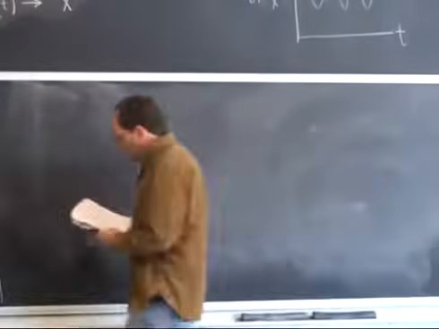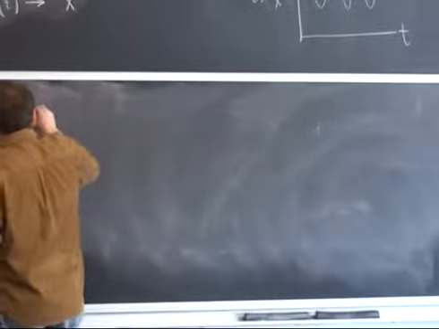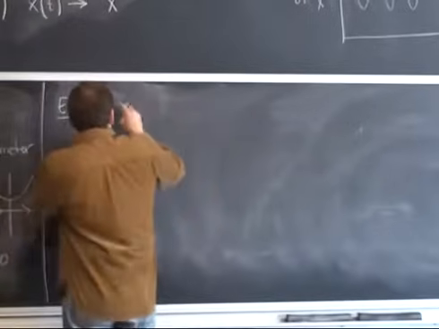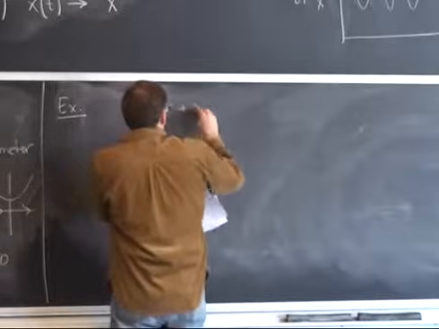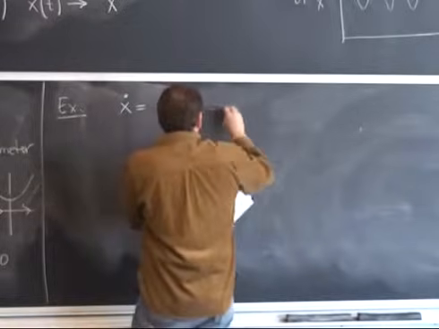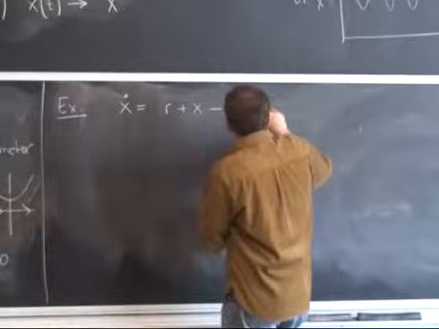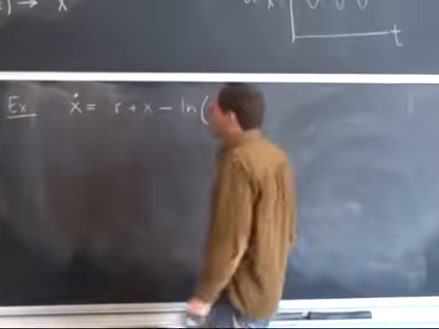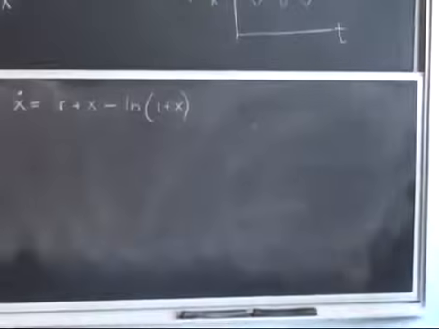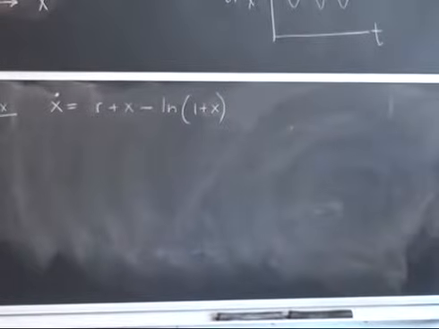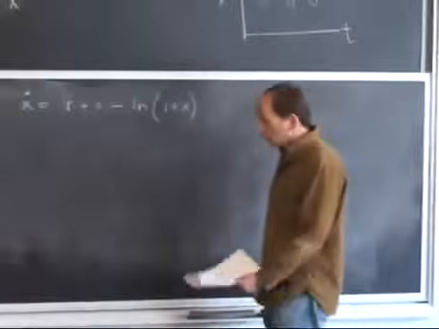Let's look at this example. Suppose I gave you this differential equation: x dot is r plus x minus natural log of 1 plus x. Okay, so there's some fairly nasty right-hand side nonlinear term, log of 1 plus x. We want to analyze that as a function of r. What's going on with that system as a function of r?